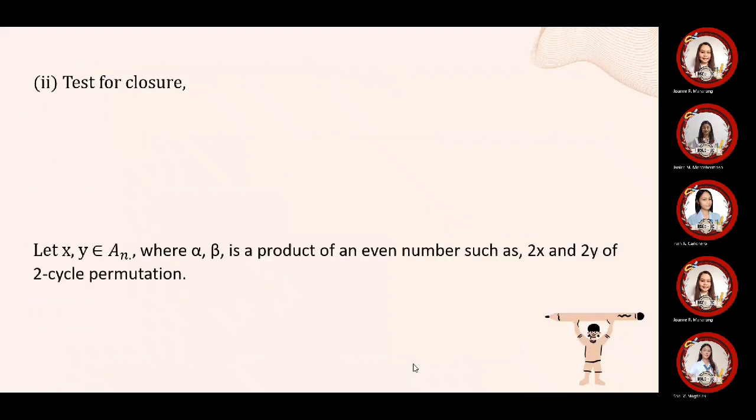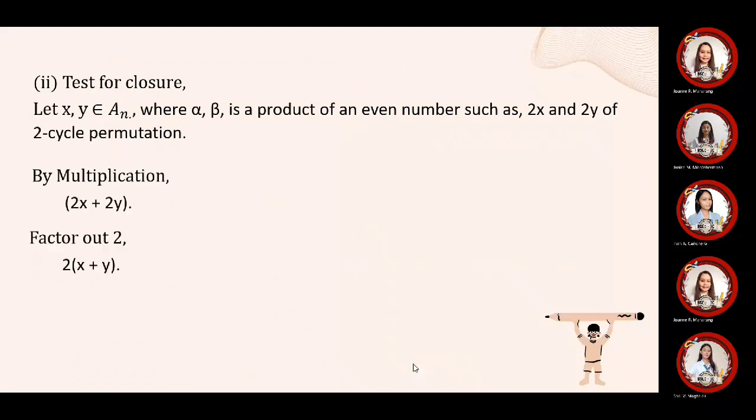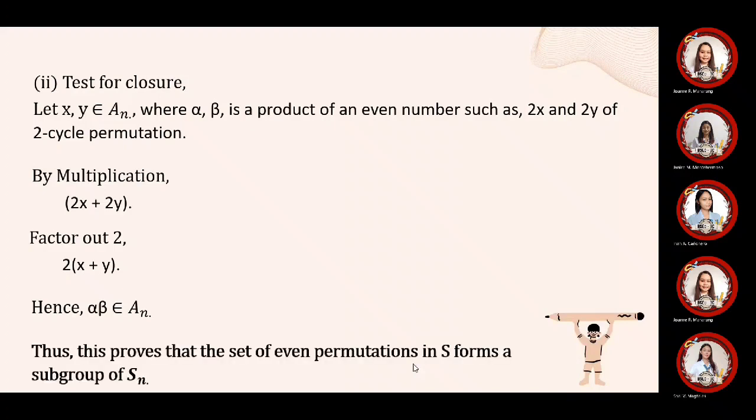So to test for closure, let x, y be under A sub n, where alpha and beta are products of an even number, such as 2x and 2y, of two-cycle permutations. So by multiplication, 2x plus 2y. So factor out 2, then hence alpha times beta is under A sub n. So this proved that the set of even permutations in S forms a subgroup of S sub n.